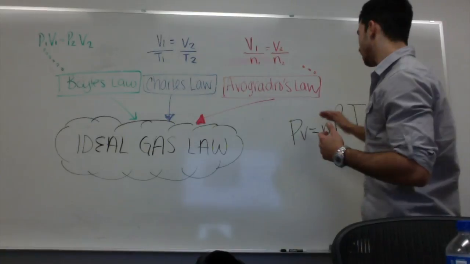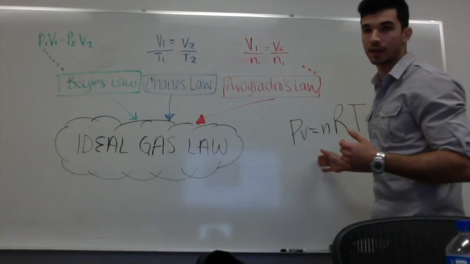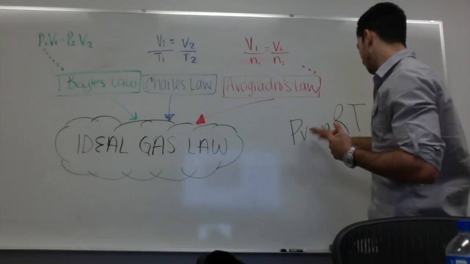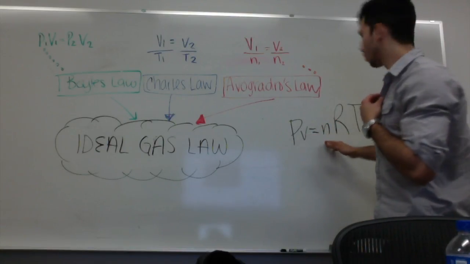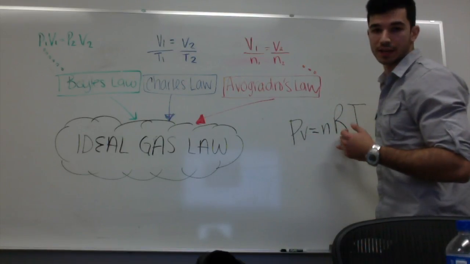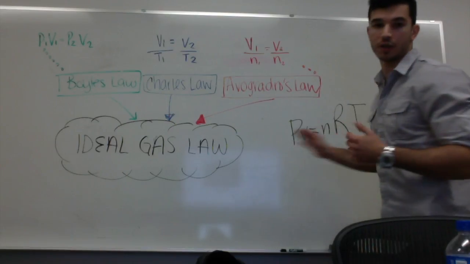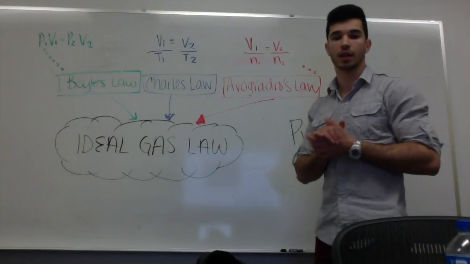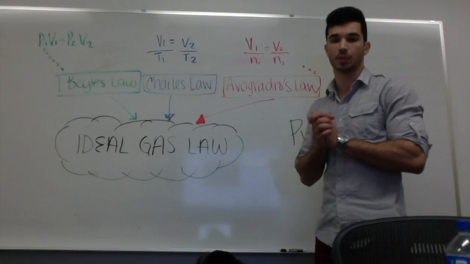The ideal gas law is PV equals nRT, where P is the pressure, V is the volume, n equals the number of moles, R is the gas constant, and T is the temperature. Now, the ideal gas law is a physical law describing the relationship of measurable properties.